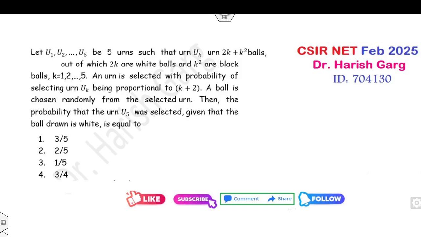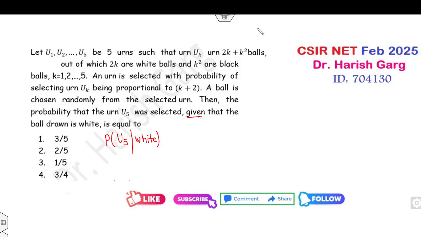Okay. First of all, read the statement very carefully. There are 5 urns and each urn has 2k plus k square balls, out of which there are 2k white balls and k square black balls. The urn is selected with the probability of k plus 2. A ball is chosen at random. Your target is to find the probability that you chose the urn U5, given that, that's a conditional probability, the ball drawn is white. Fine.